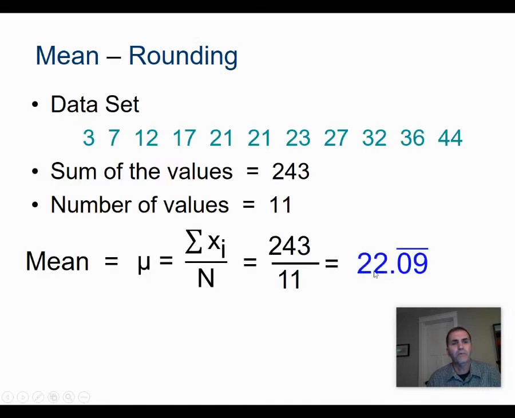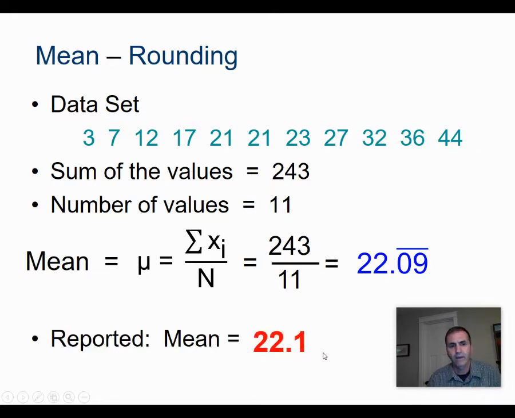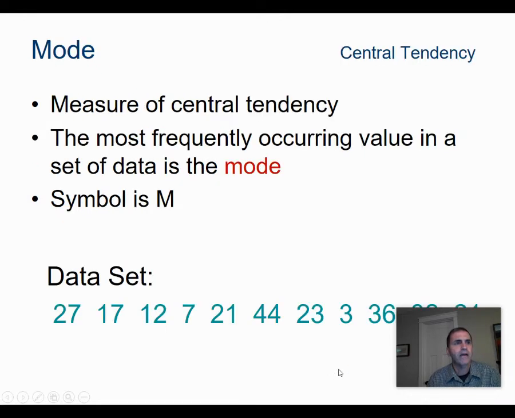So if we ended up with 22.09, how many decimal places are there in the original data set? Well, there's none. So we're going to go to one more decimal place than the data set, which means we're going to end up with a mean of 22.1. We will talk about that as we go along, but that is important.